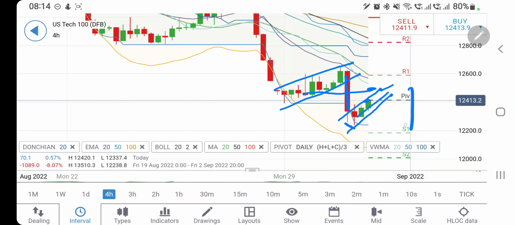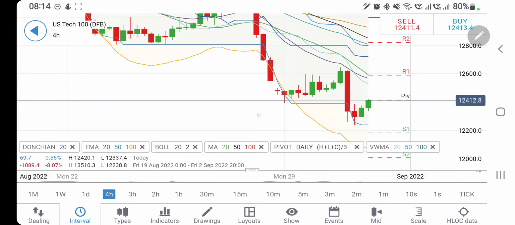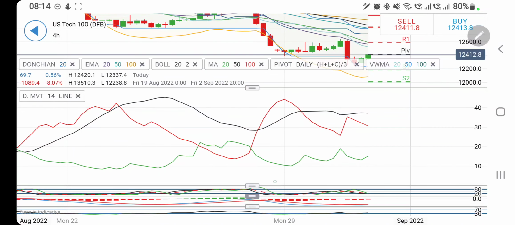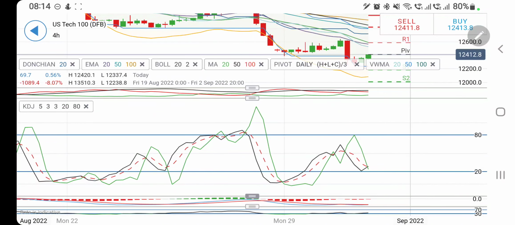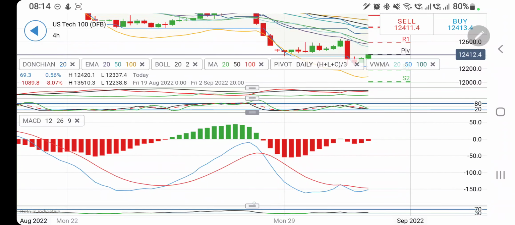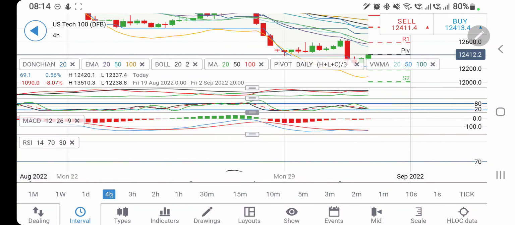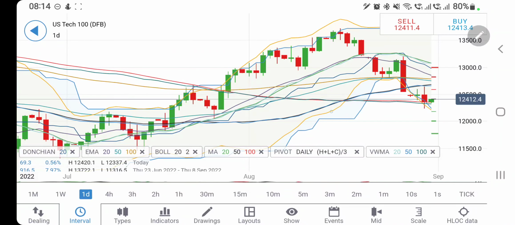Till 12,600 you can again take a short entry, and then it may continue with the drop and achieve 12,200 also. Directional movement is bearish. Stochastic is looking upwards. It has hit a bottom. MACD is trying to converge crossover for a bullish move. RSI is looking upwards again.